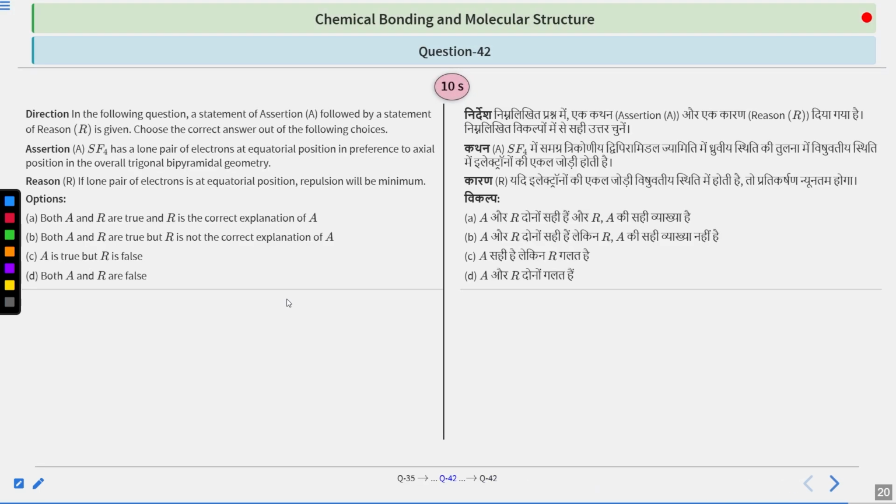Question number 42. In the following question, a statement of assertion followed by a statement of reason is given. Choose the correct answer out of the following choices. Assertion A: SF4 has a lone pair of electrons at the equatorial position in preference to the axial position in the overall trigonal bipyramidal geometry. Reason: if the lone pair of electrons is at the equatorial position, repulsion will be minimum. Options are A, both A and R are true, and R is the correct explanation of A. B, both A and R are true, but R is not the correct explanation of A. C, A is true, but R is false. And D, both A and R are false. You have 10 seconds to solve this question. Your time starts now.